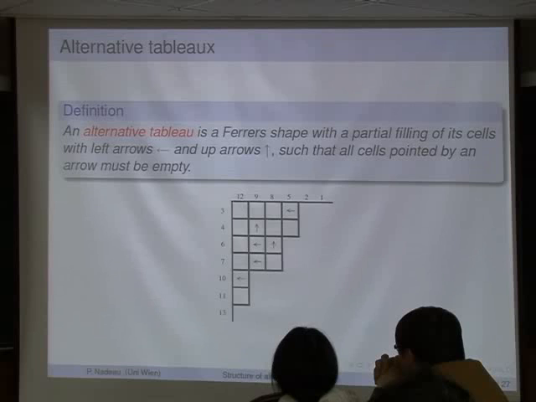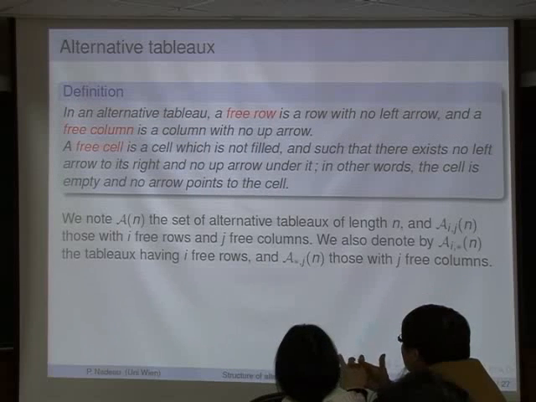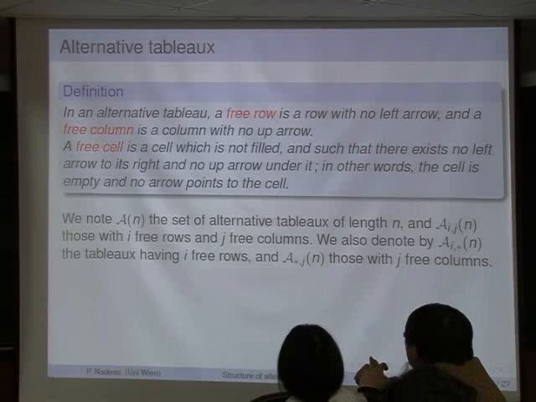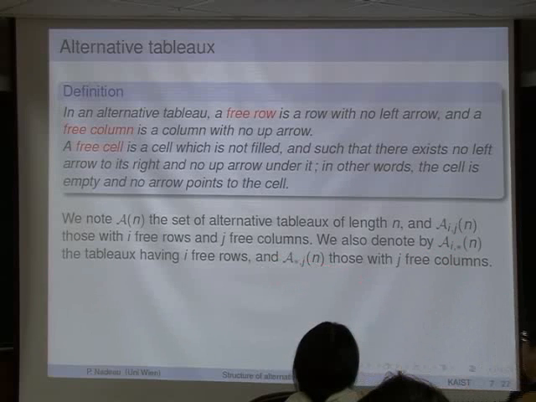Okay, so we have free rows, free cells, and free columns, and these are notions that are important, as we'll see, in the connection with the ASEP, the asymmetric exclusion process. So A_n is the set of alternative tableaux of length n, and A_ij are those that have i free rows and j free columns. And I will put an asterisk if I don't care about the number of columns, so that A_i-star of n are the tableaux with i free rows and any number of free columns. Okay, and the same with A_star-j.